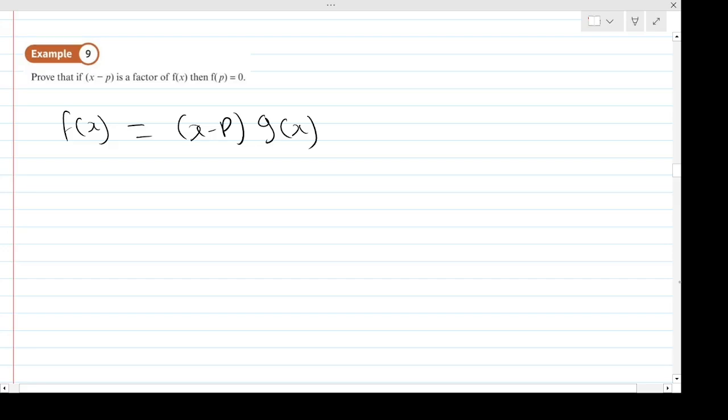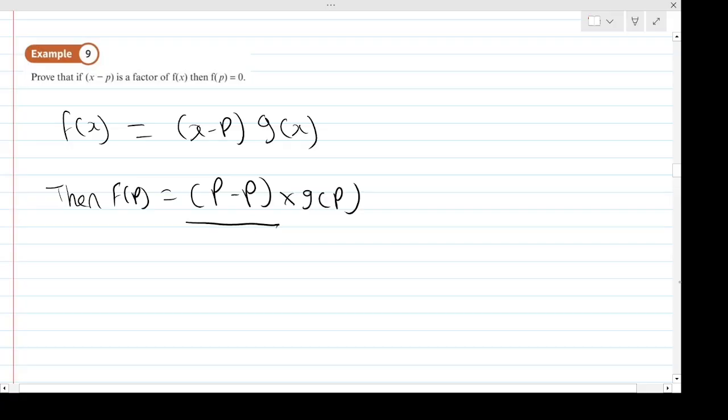But then it said prove that f of p is 0. Well, if we have f of x, let's see what happens when we plug in p. f of p, if I plug in p for x, that'd be p take away p, times g of p. There we are. Well, we can simplify this bracket. p minus p is 0, times g of p. But 0 times anything is still 0. Therefore, f of p is 0.